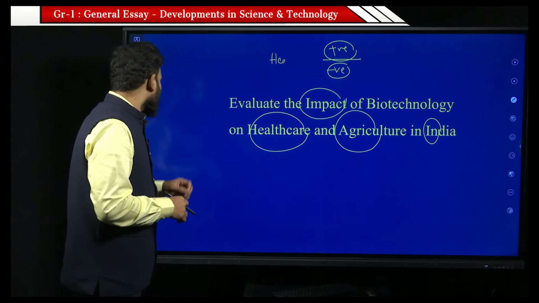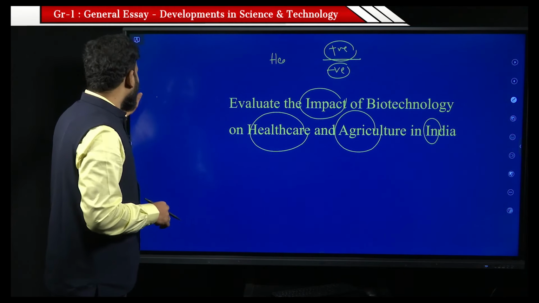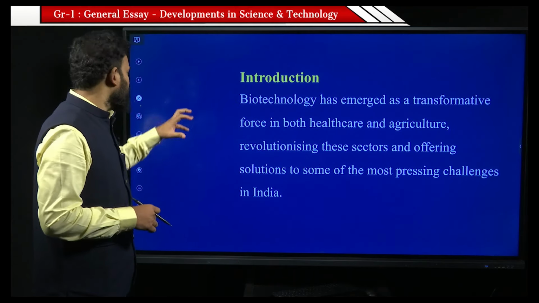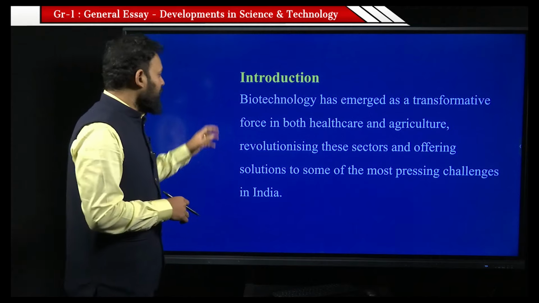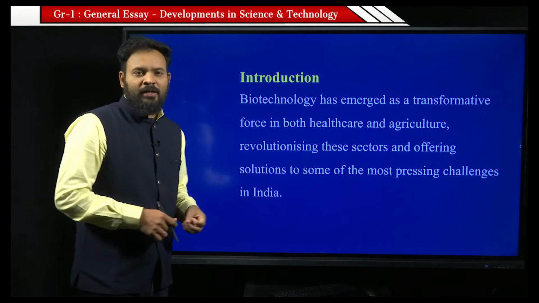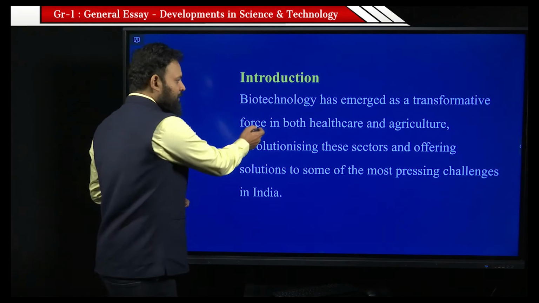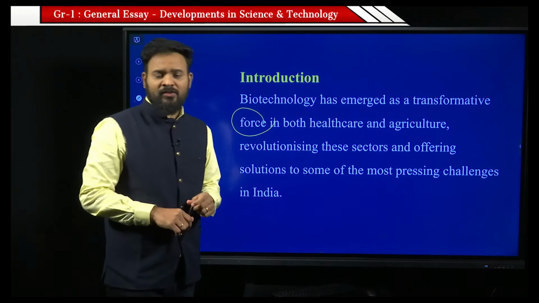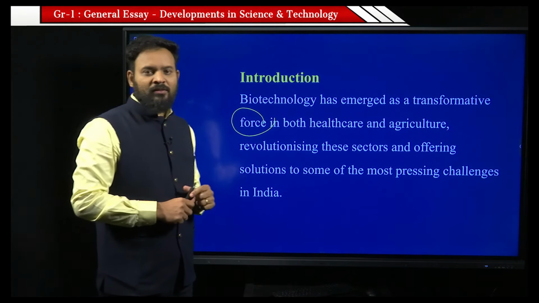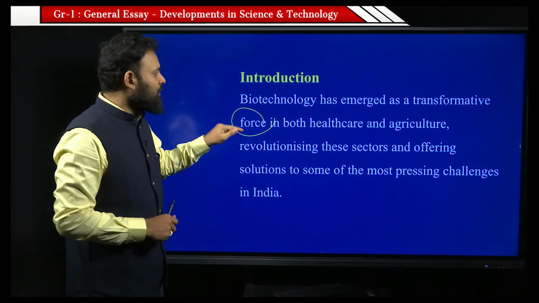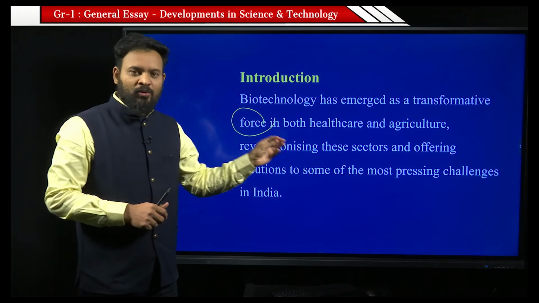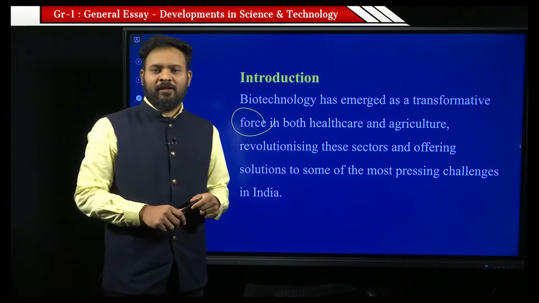Let's see the introduction and the impact aspect. Introduction: biotechnology has emerged as a transformative force in both healthcare and agriculture. It is transforming things, similar to how AI is transforming the job market, as we discussed in the earlier session. Similarly, biotechnology is changing the course of agriculture and healthcare in India and the world.